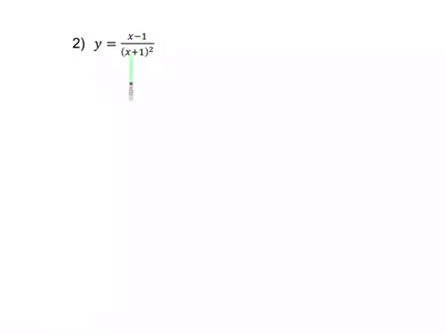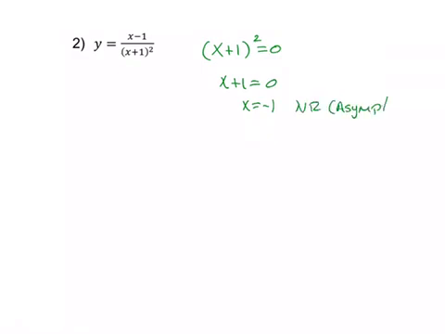As you can see, I cannot simplify anything because none of my expressions are the same. So I'm going to set my denominator equal to 0, and you know that the only way that this squared expression equals 0 is when x plus 1 equals 0, so x equals negative 1. So this is a non-removable zero or an asymptote. So my domain is all real numbers except negative 1.